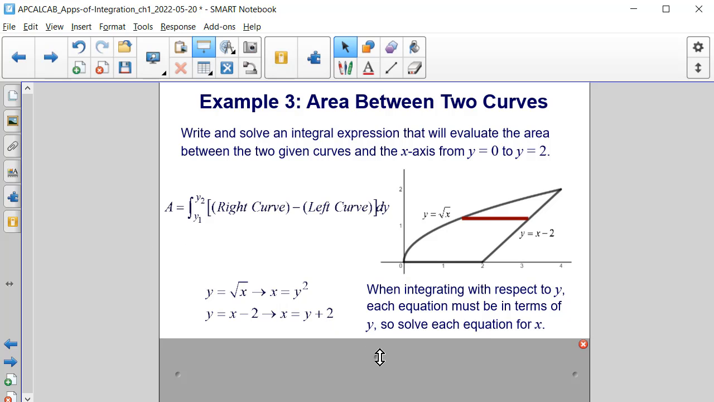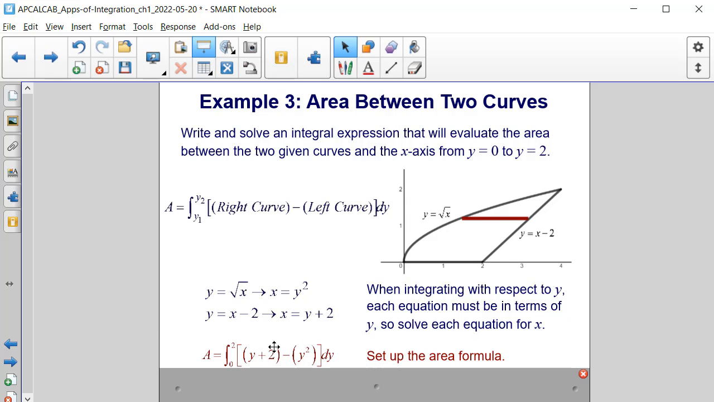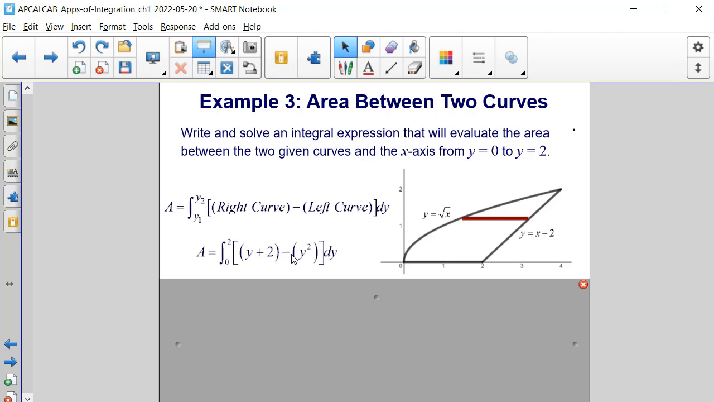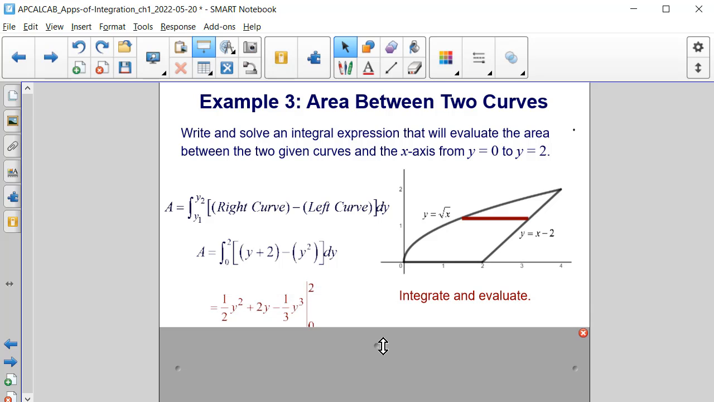And now that we have both equations solved for x, we can set up our integral. So we have the area is equal to the integral from 0 to 2 of y plus 2, the right curve, minus y squared. And now we can integrate and then evaluate. So if we integrate y with respect to y, we'll have 1/2 y squared plus 2y minus 1/3 y cubed. And then we're going to evaluate that from 0 to 2.